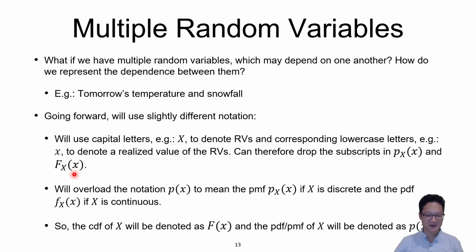We also want to make things a bit more consistent between continuous and discrete variables. So we're simply going to use P of x to represent the PMF if the variable is discrete, and also to represent the PDF if the distribution is continuous. So P of x could be a probability mass function or a probability density function. For the CDF, we're simply going to be using the capital letter F. And then for the PDF and PMF, lowercase p. So that will simplify the notation a little bit.